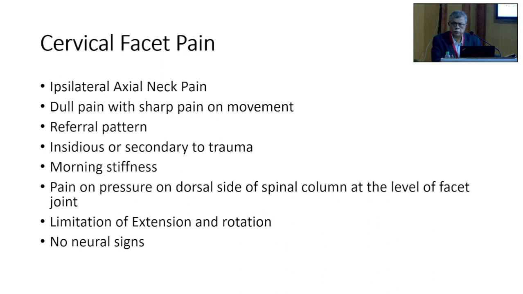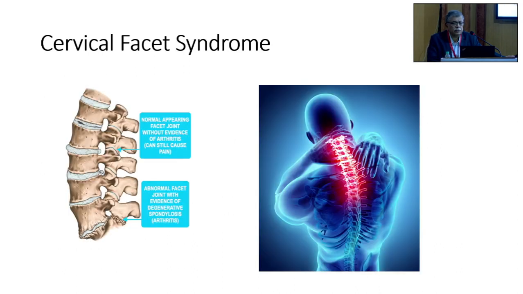There is a referral pattern too, because the nerve supplies some areas. So I'll show you that C1-C2, C2-C3 can come up right in the ophthalmic, the occipital division of the nerve, and C4, C5 can even go up to the scapula. Secondary to trauma, sometimes we do not know, maybe bad posture, using big pillows can also lead to this. Typical morning stiffness, they get up with a very stiff neck, and they are very much worried because in the morning the neck is so stiff that they don't feel like getting up from the bed. And of course, extension and rotation results in more pain, and there are no neurological deficits, absolutely no neurological deficits.